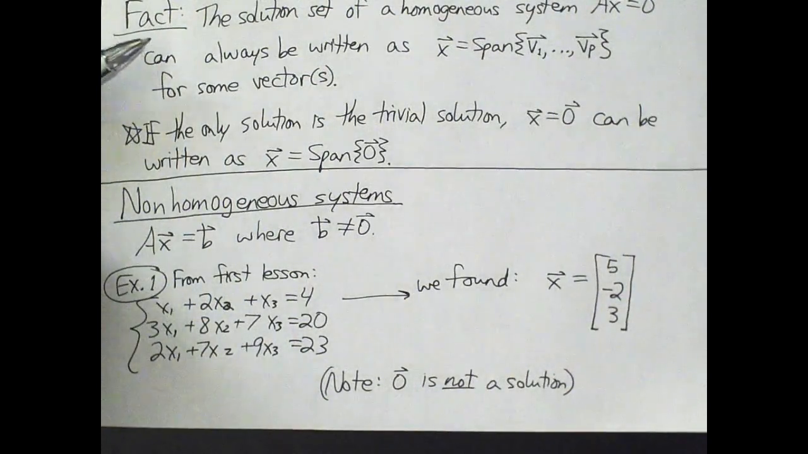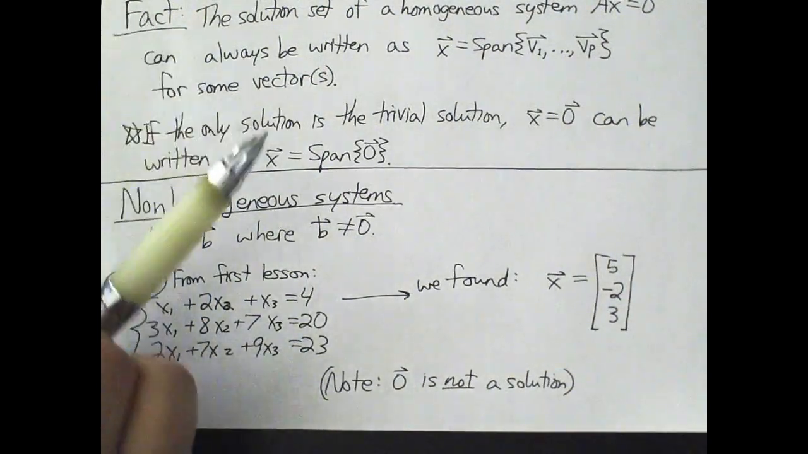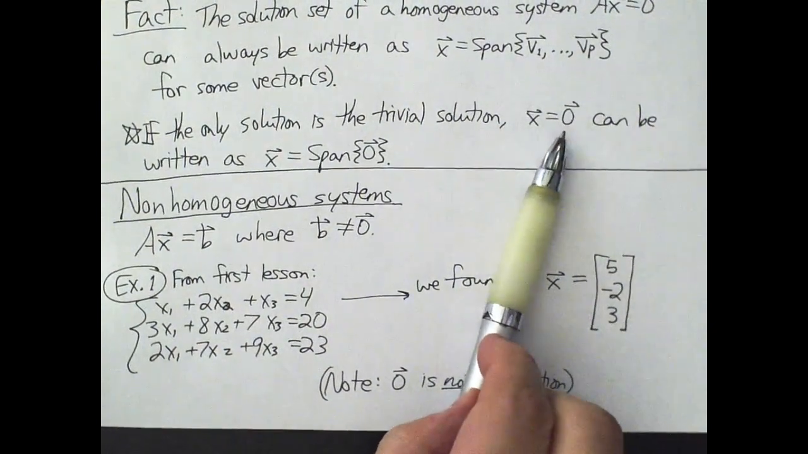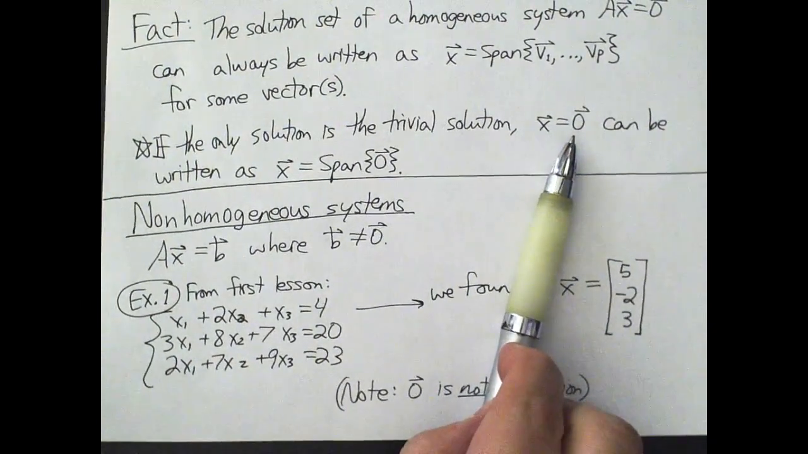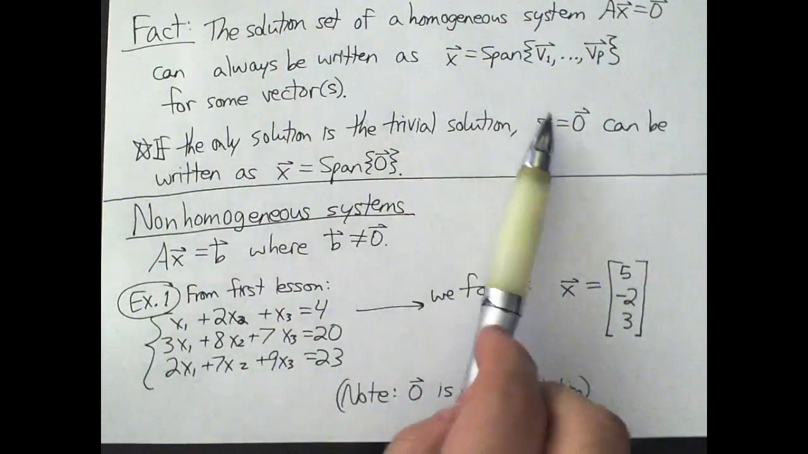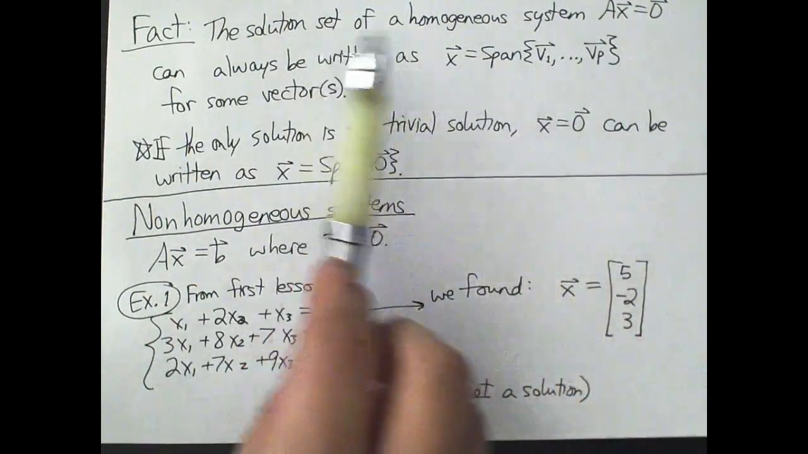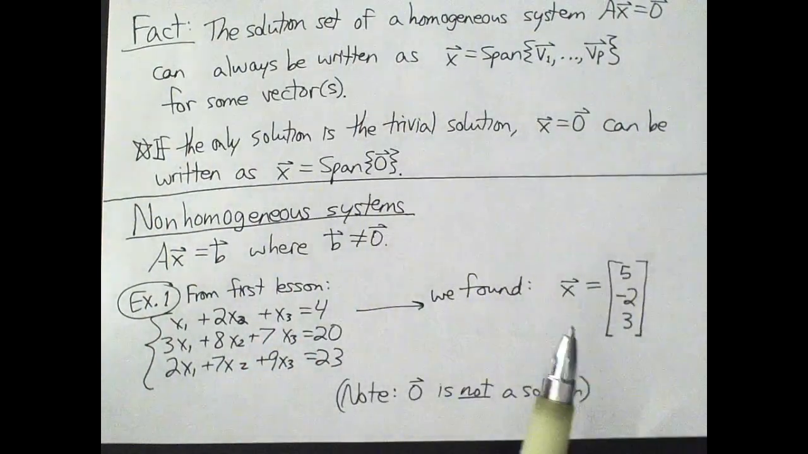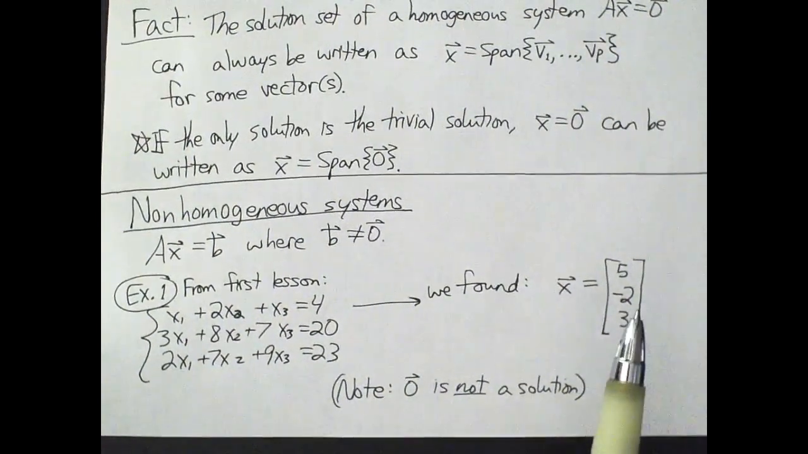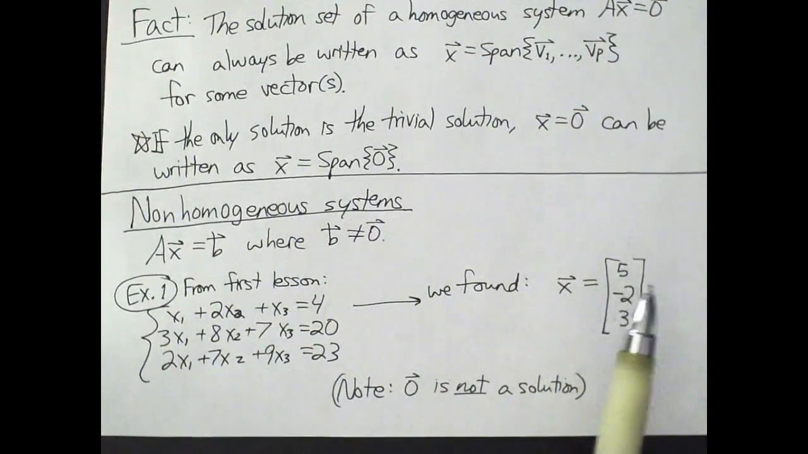In the case of homogeneous systems, if you only have one solution, it must be the trivial solution. Okay? You can't have one unique solution that's something else if it's a homogeneous system. Now, for the non-homogeneous case, it is possible to have one unique solution and it's not the 0 vector. Okay?